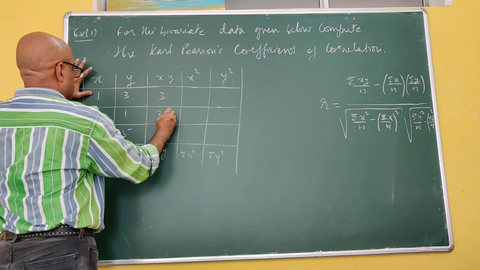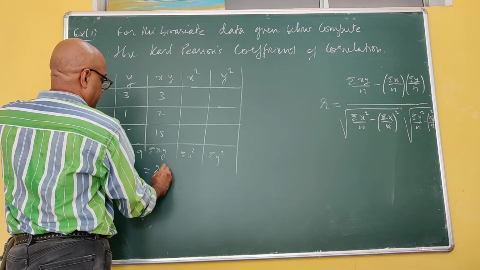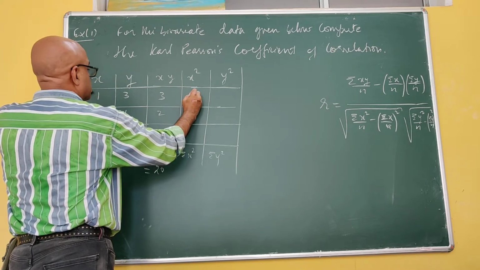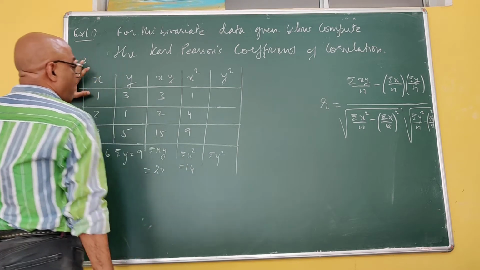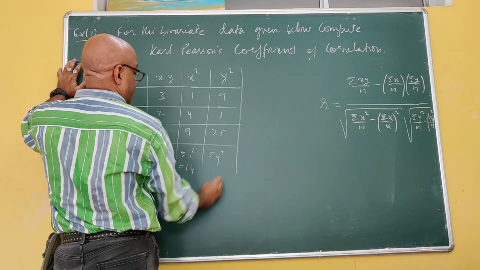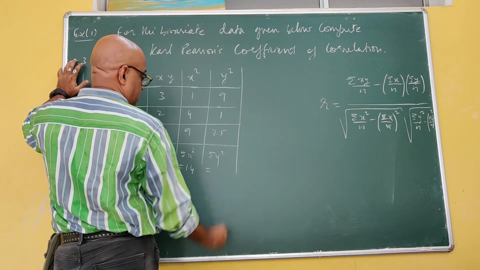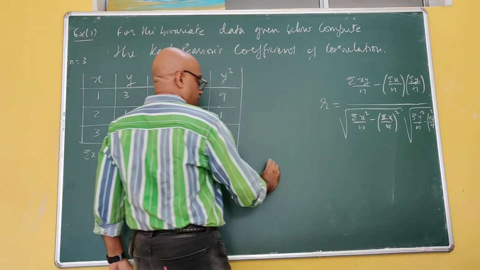Summation xy becomes 3, 2, 15, so this becomes 20. x square is 1, 4, 9, so this becomes equal to 14. And y square is 9, 1, 25, and that becomes equal to how much is that? 35? Yes, it is.